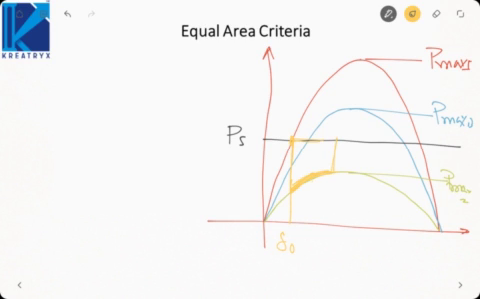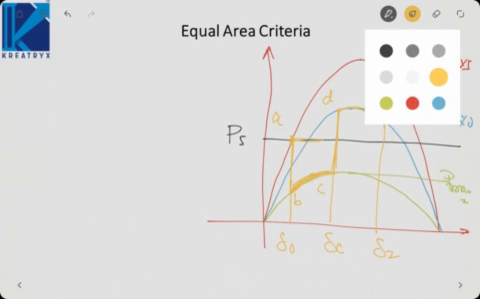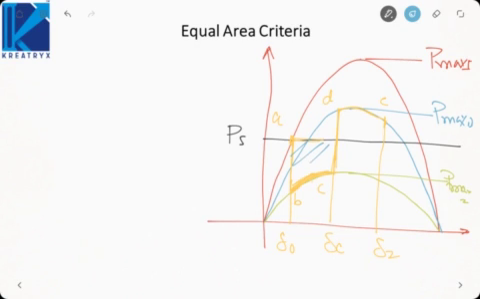Suppose the fault is cleared at this location, delta C. Then we will go from the during-fault curve to the after-fault curve. So we will go from A to B to C to suddenly D. Then again delta will go on increasing until we reach synchronous speed. That is your delta 2. So this area here represents the accelerating area and this represents the decelerating area. For the critical case, delta 2 will be equal to delta max.